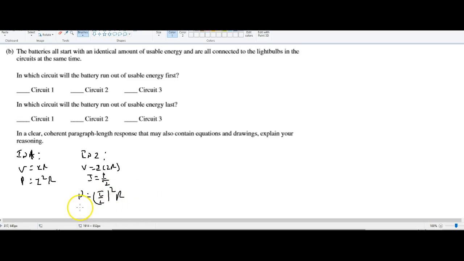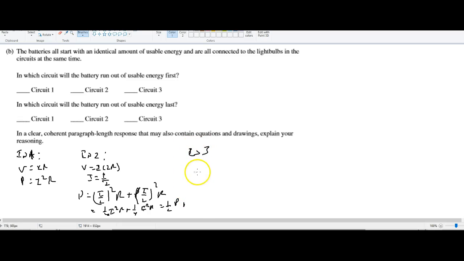So this one here, each light bulb, plus you have a second one, power plus the second light bulb, which would be (I over 2) squared R. If you did that carefully, you'd realize that this is 1/4 of this one here. And therefore, you're going to end up with 1/2 the power of the first case.